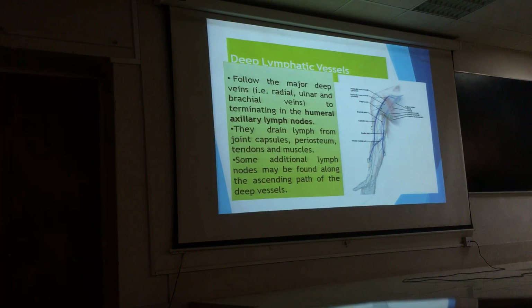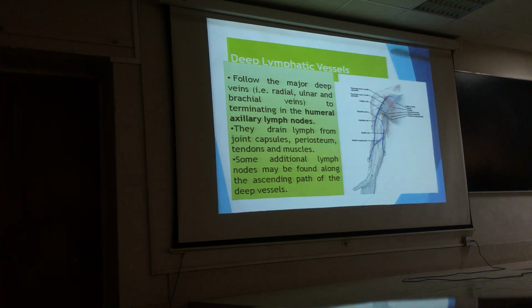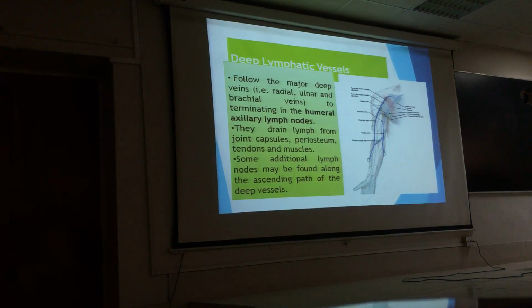Now, where do these lymphatic vessels drain? They are also going to drain into the humeral group of the axillary lymph nodes, that is the lateral group. So the lateral or humeral group of the axillary lymph nodes is the primary drainage area of the upper limb.